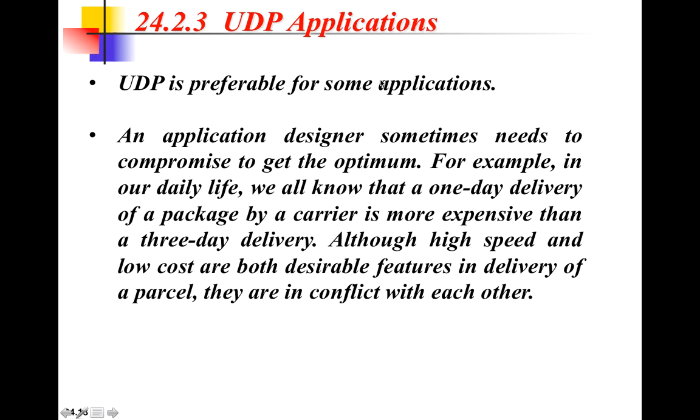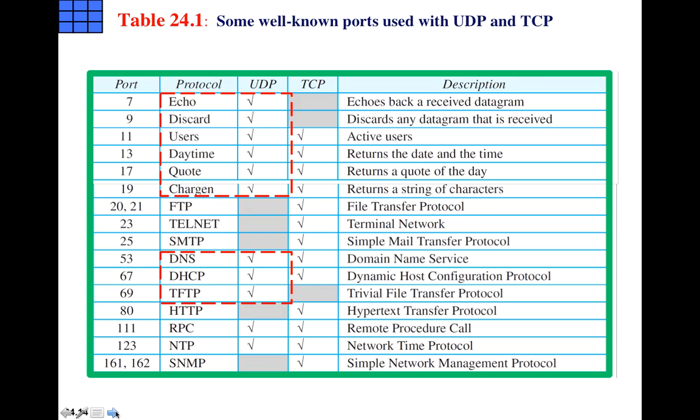We have already spoken about what applications prefer UDP. Now these are some of the well-known ports. Again, we have discussed this in the previous slides. Some additional ones: we have 7 for echo, which echoes what we just sent. 9 will discard any datagram that we receive. 11 will show the active users. 13 will show us the date and time, and so on.